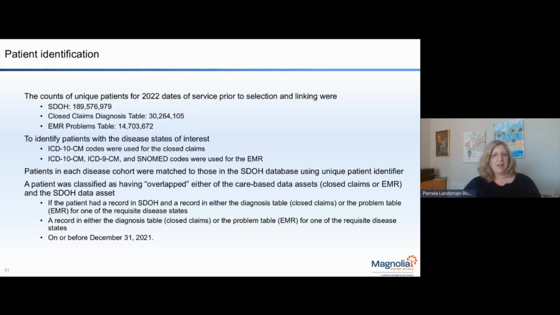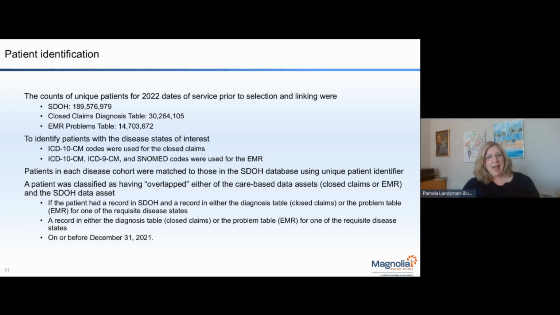So in order to identify patients with the different disease states, for the closed claims, we use the ICD-10 diagnosis codes. And then in the EMR, we used ICD-9, ICD-10, and SNOMED, which are available. ICD-9, one is our data does go back to 2015. But also, there are actually some providers that I haven't converted yet. So you will still find ICD-9 codes for some patients in electronic medical records.